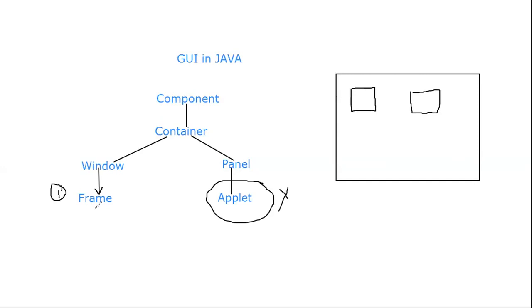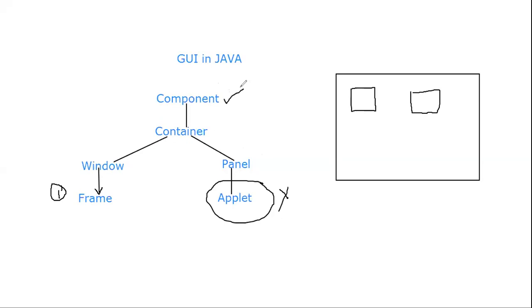Now what is the difference between this panel and window actually? Panel does not support a border, and menus are not present for the panel, but border and menu are present inside which one? Window. You will understand all these differences when we create the window class actually. So this is only a theoretical explanation. You have to remember only this tree.